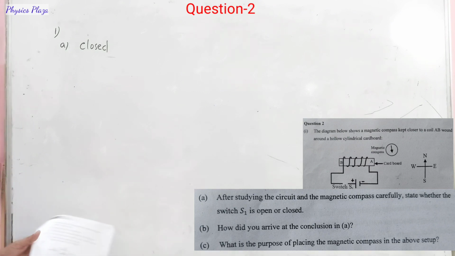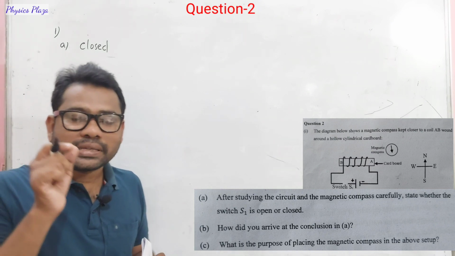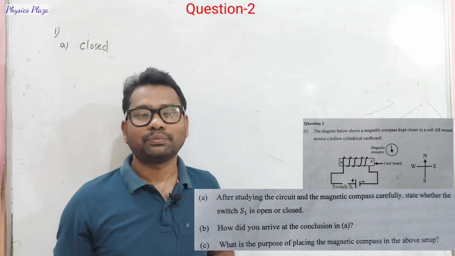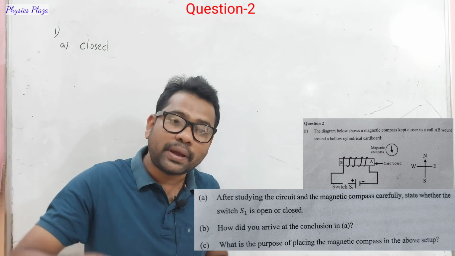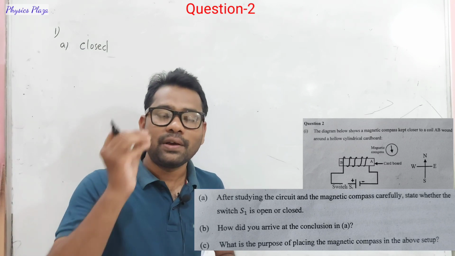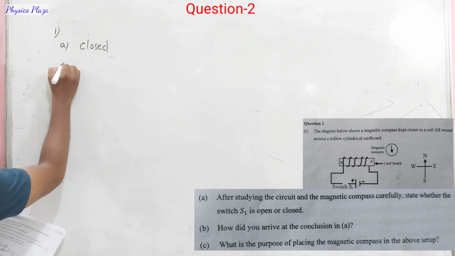So here the reference is the magnetic needle. They are asking how you arrived at the conclusion in A. By seeing that the magnetic needle got deflected and it is showing south, it means it is already affected by the magnetic field produced by the wire. It happens only when current passes through it. That is the answer for B.